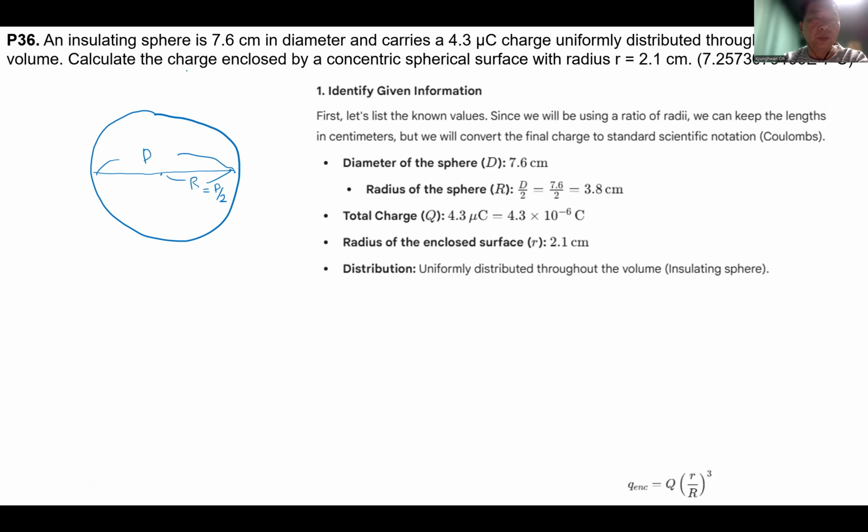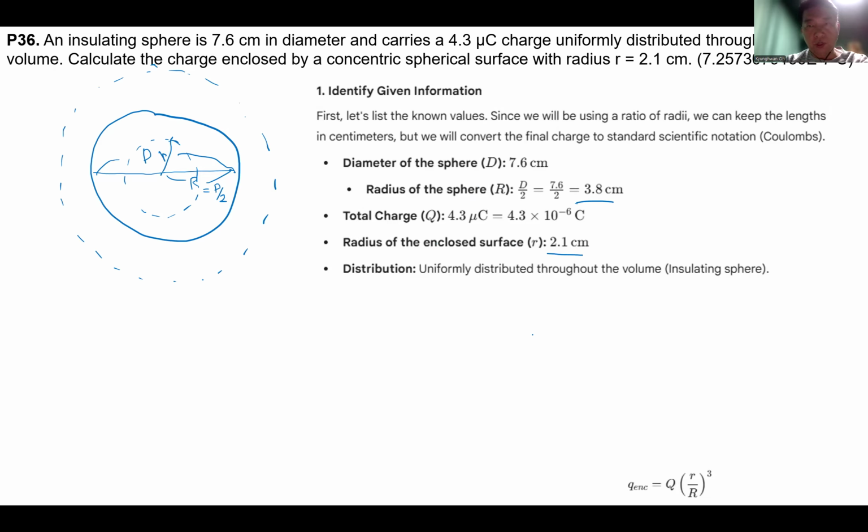In comparison to the previous case, we had a Gaussian surface outside, but we are now trying to think about an enclosed surface inside with the radius of r. Note that the radius of the sphere is 3.8 and the radius of the enclosed surface is 2.1, such that we are talking about a sphere inside a charge distribution.